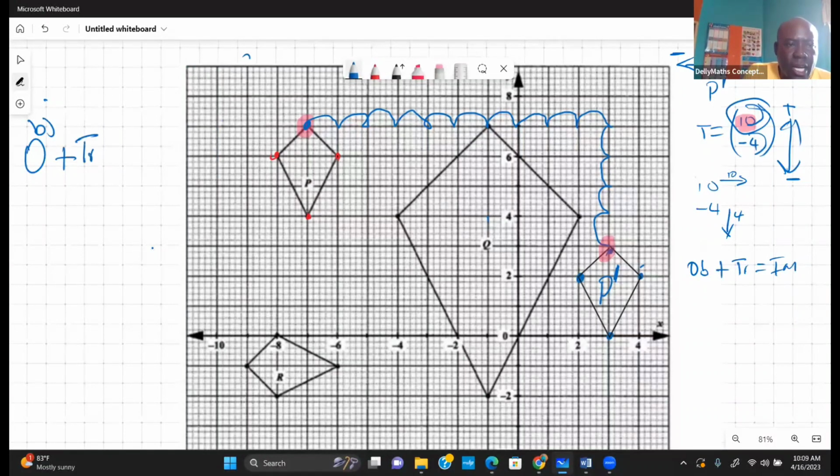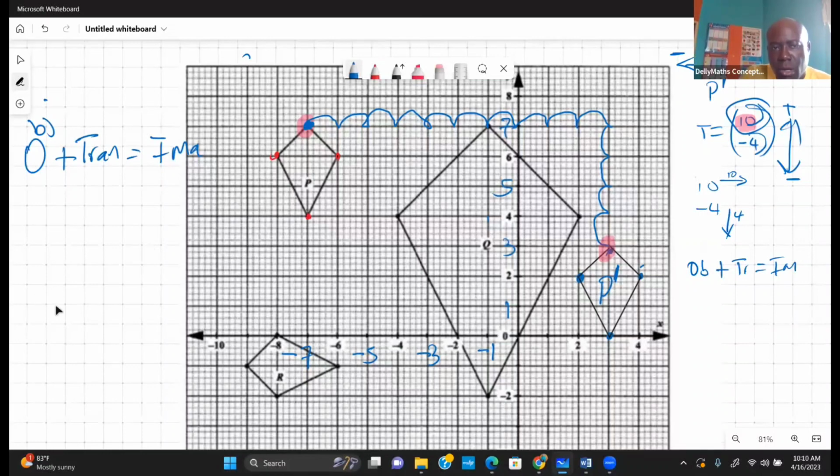Object plus translation will give you your image. I was talking about using the coordinates. So I'm going to pick on this. If I label up this diagram, this is -1, -3, -5, -7. You're seeing what's missing. So this point up here that I moved was -7, 1, 3, 5, 7.